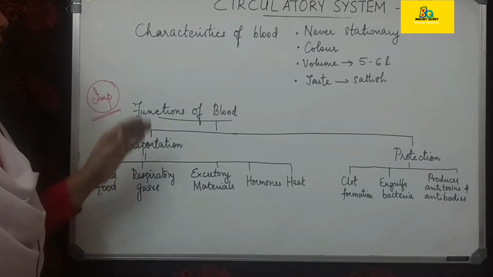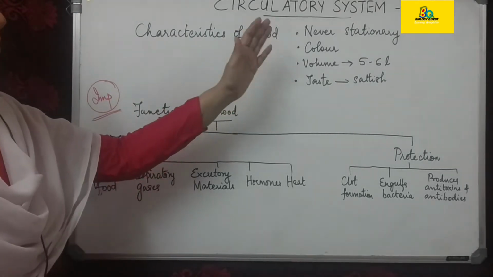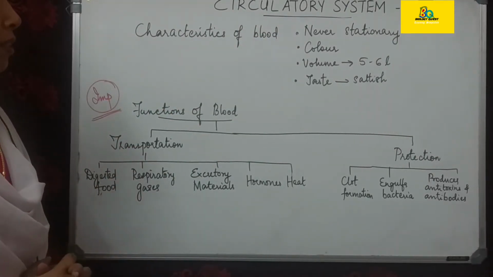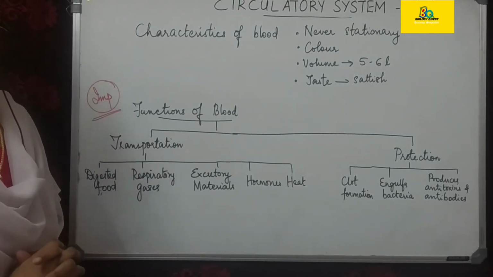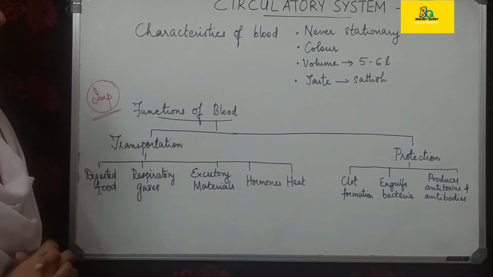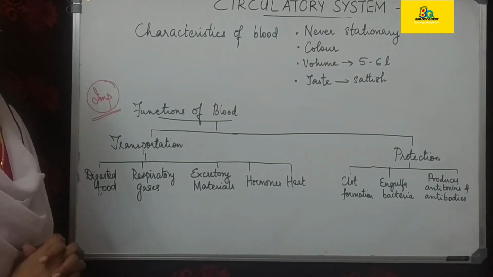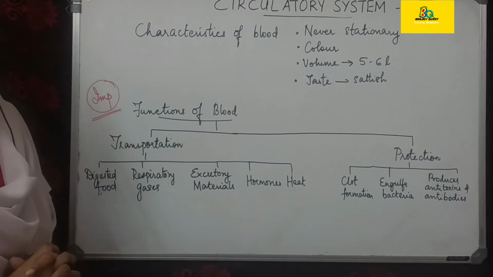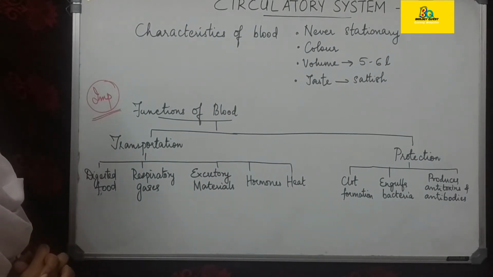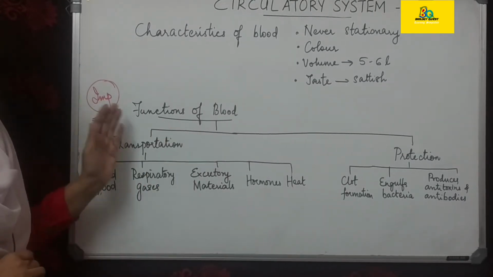Now moving on to the characteristics of blood. Blood is never stationary, it is always in motion. Then the color of the blood: it is red in color, bright red inside the arteries and dark red inside the veins. The volume is about 5 to 6 liters in an adult human being, and the taste of blood is saltish.